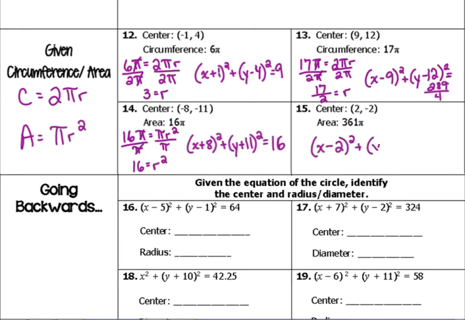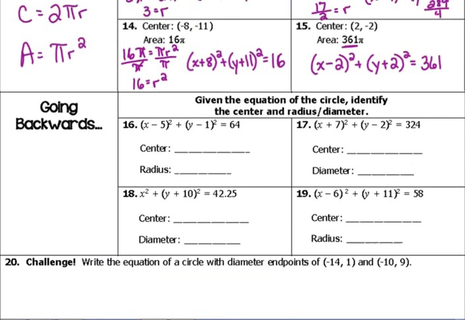For number 15, what should it be equal to? 361. Because that number with the pi is r squared, because it's area. Pi r squared is area. So if area is given to you in terms of pi, the number part is r squared. You really don't have to do any work.